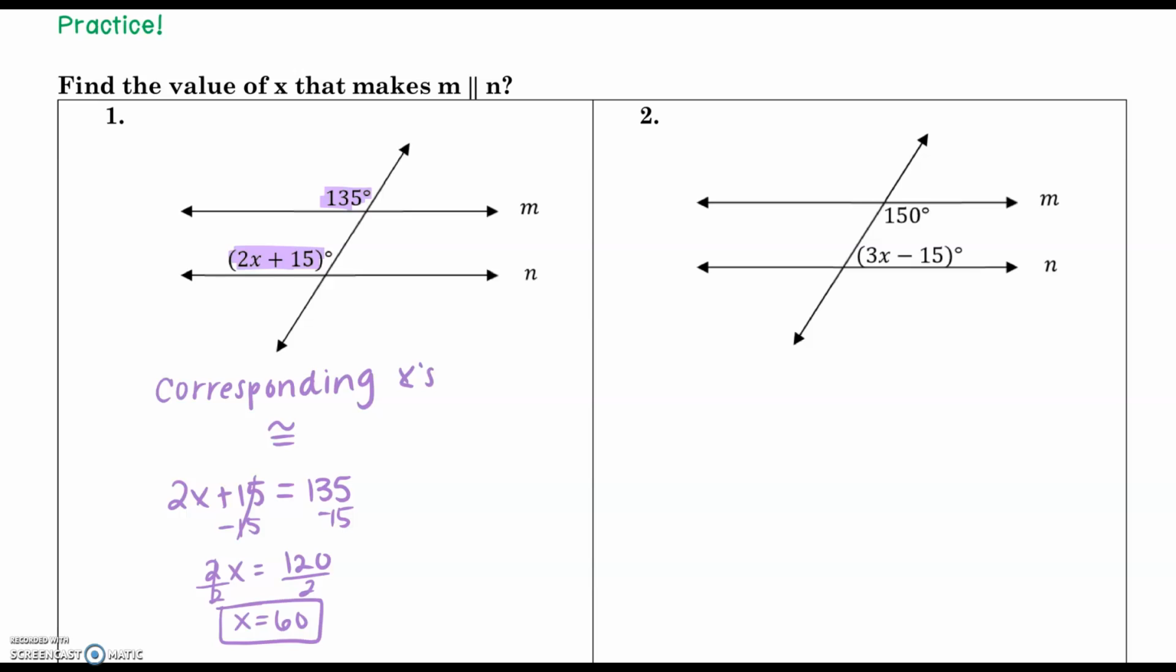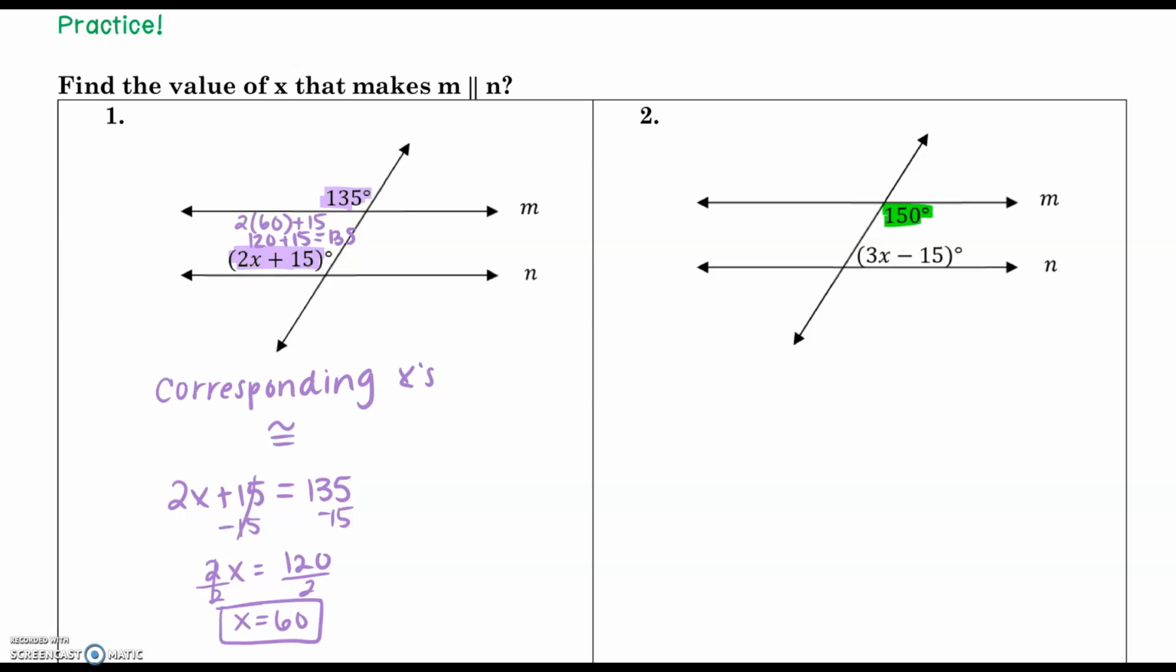So when x is equal to 60, if we were to plug that in here, 2 times 60 plus 15, we get 120 plus 15, which is equal to 135. So when x is 60, both angles measure 135, so our corresponding angles are congruent. Pause the video and try number 2 on your own.